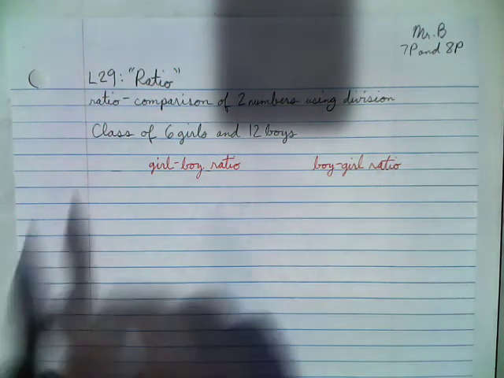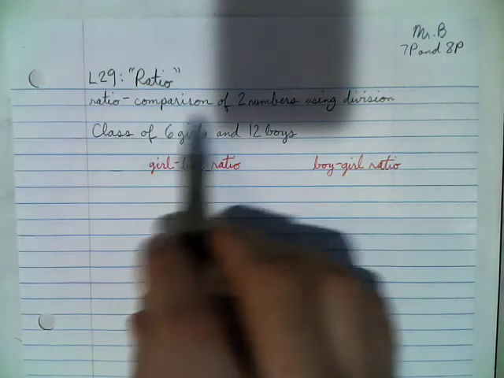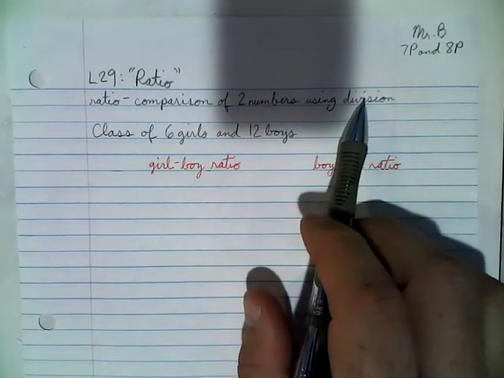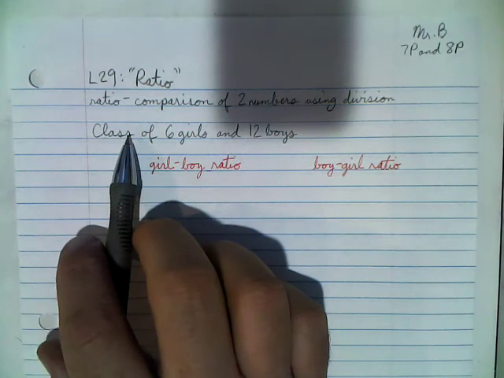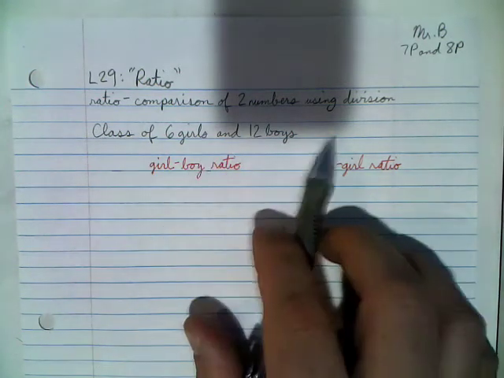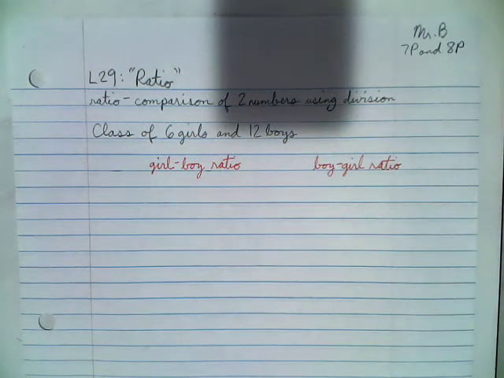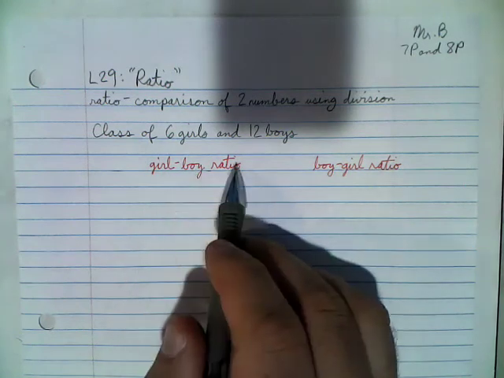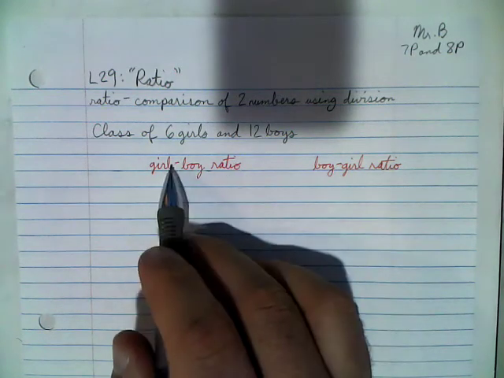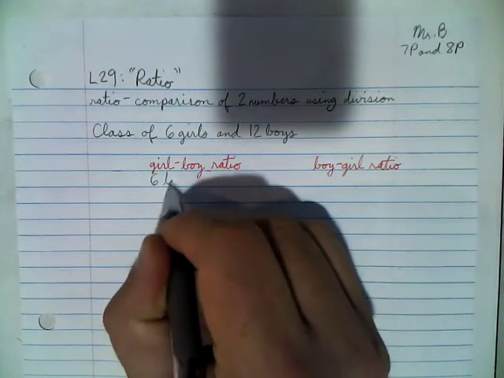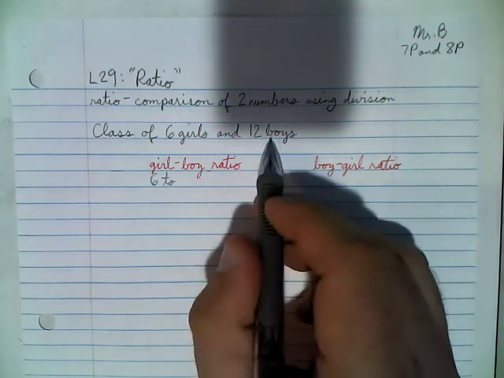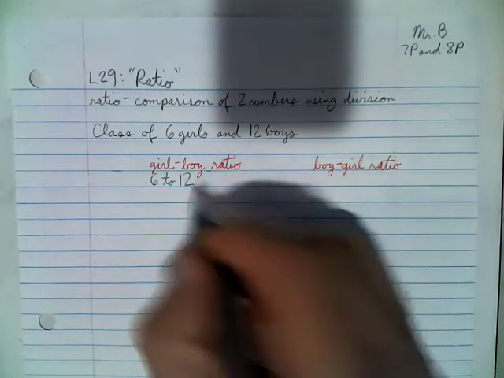So ladies and gentlemen, a ratio is a comparison of two numbers using division. For example, if I have a class of 6 girls and 12 boys, then we could say that the girl-boy ratio here is, well, take the number of girls first, 6, to the number of boys, 12 second.